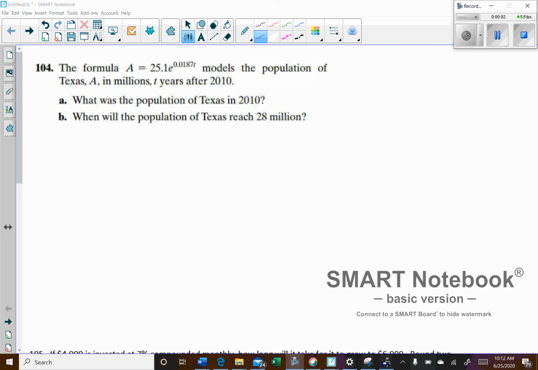All right, so looking at the application problems for 4.4, right here we have this formula that's given to us. A is equal to 25.1 times e raised to the power of 0.0187 times t models the population of Texas, A in millions, t in years after 2010. So the first question says, what's the population of Texas in 2010?